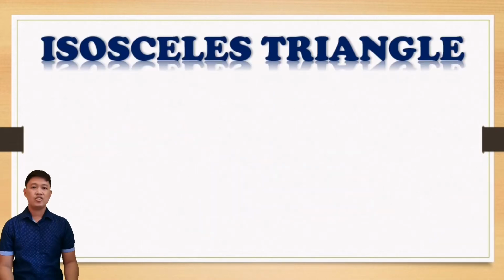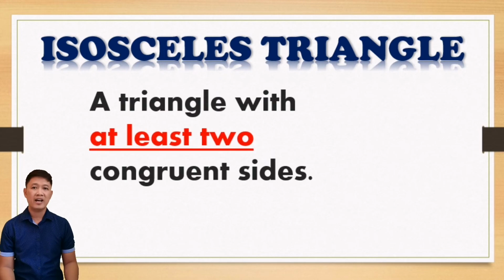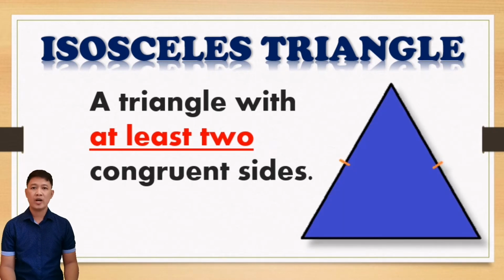The next classification of a triangle according to the measures of its sides is an isosceles triangle. An isosceles triangle is defined as a triangle with at least two congruent sides. The picture shows a triangle whose two sides are of equal length. This is an example of an isosceles triangle.